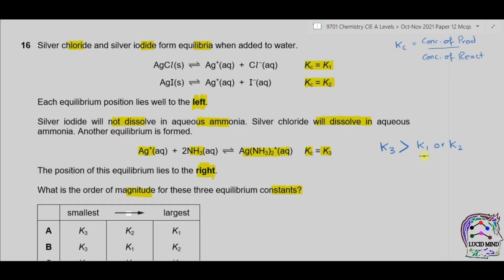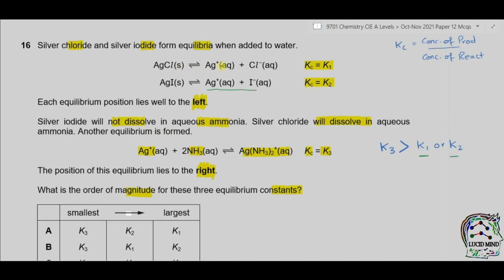Now let's decide whether K1 is larger or K2 is larger. As it says, silver iodide will not dissolve in aqueous ammonia. So the ions present will be the same. They are not going to dissolve in aqueous ammonia, while silver chloride will dissolve in aqueous ammonia.